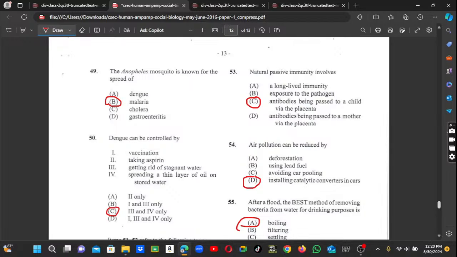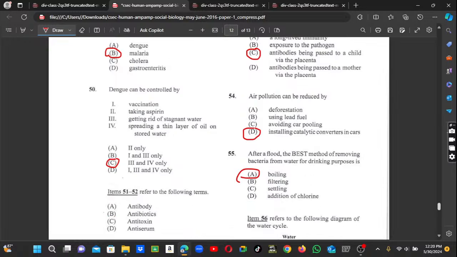Number 54. It says air pollution can be reduced by, and we know that air pollution can be reduced by installing catalytic converters in cars.